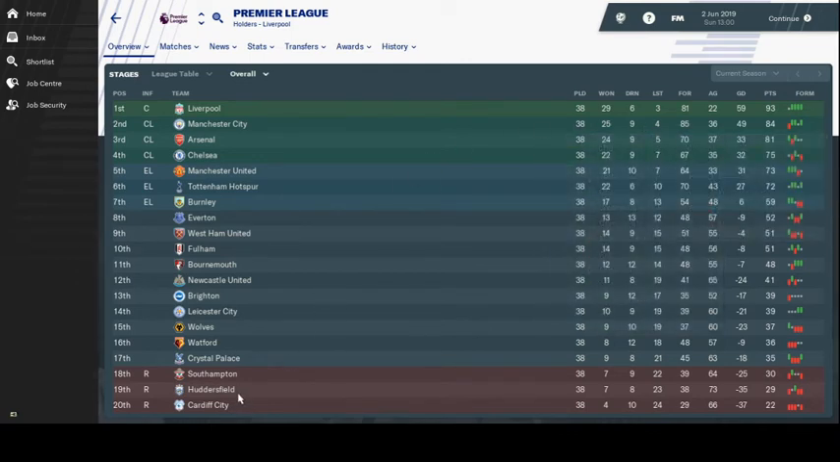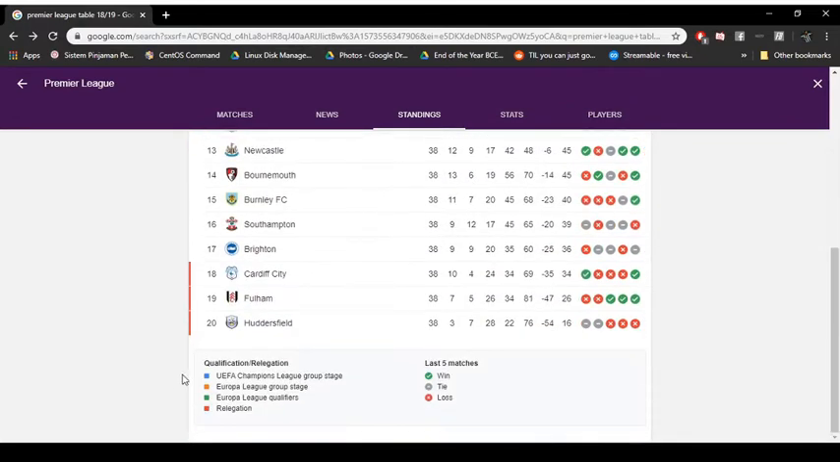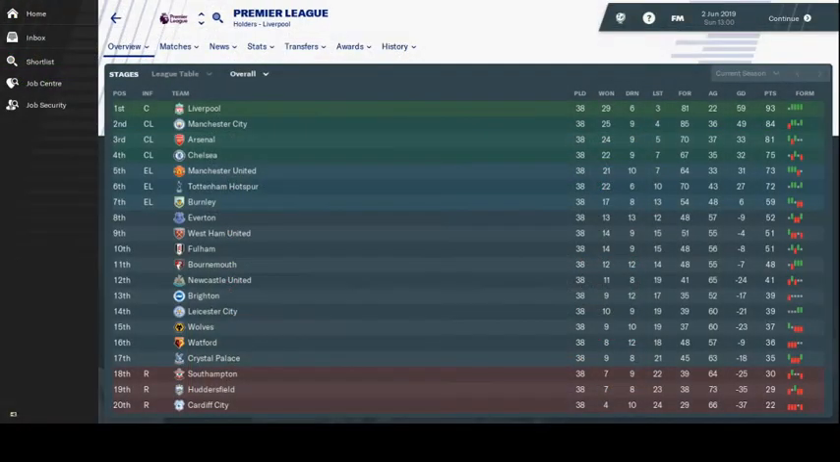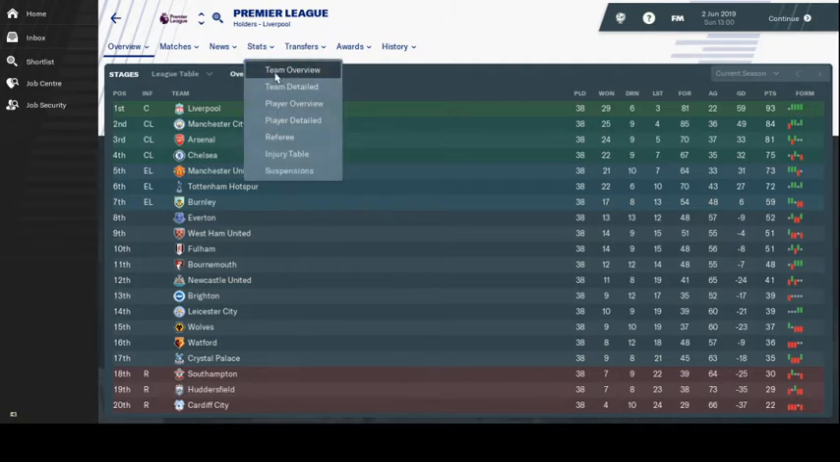Now at the bottom 3, it's quite interesting compared to the real table. The real table says that the relegated sides were Cardiff City, Fulham and Huddersfield. But in this game, the relegated sides are Southampton, Huddersfield and Cardiff City. Fulham has been saved from relegation. Now let us see the stats that have been accumulated throughout this simulation.